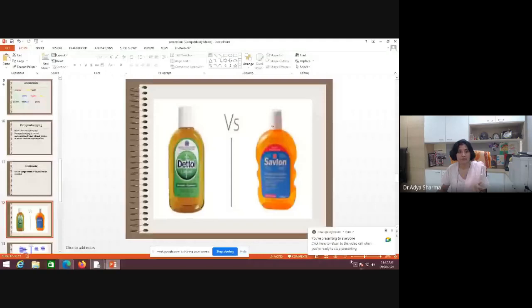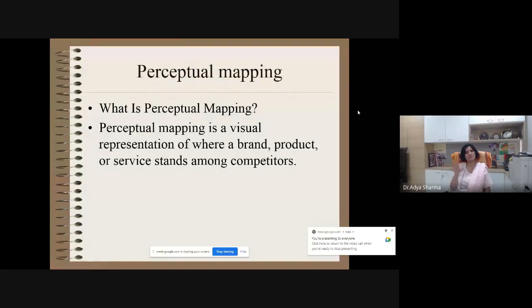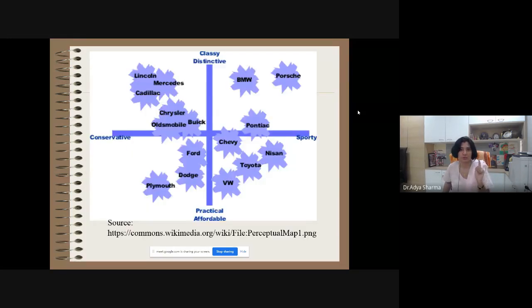Yes, you can. And we do it with the help of something called perceptual mapping. So what is perceptual mapping? Perceptual mapping is when we try to see what the consumer thinks about different competitor products. Again, very important, what the consumer thinks, not what you and I think as marketing persons, but what the consumer thinks. And usually, this is how a perceptual map looks.